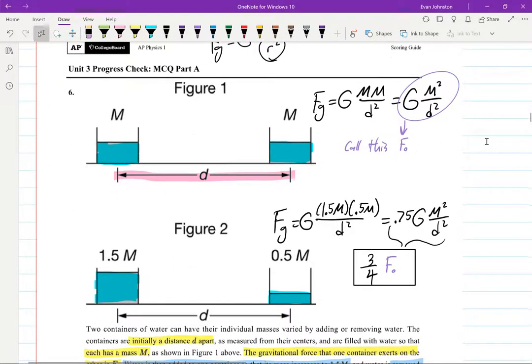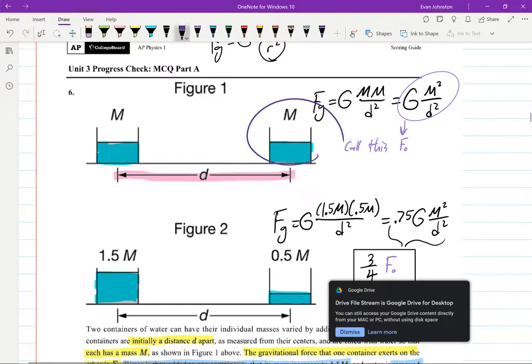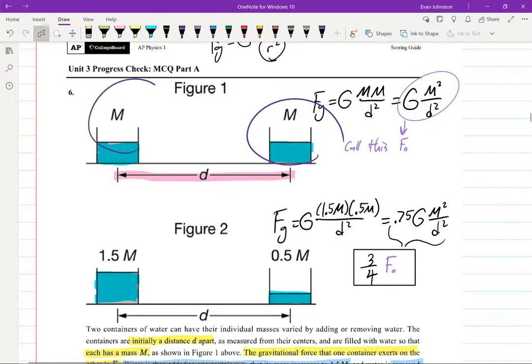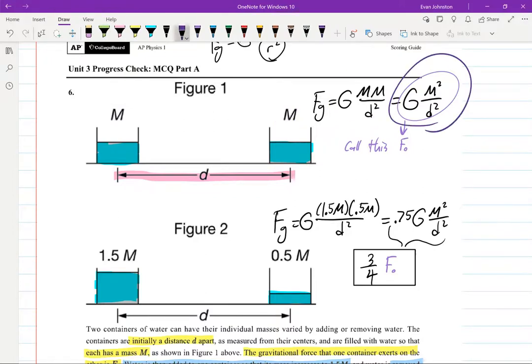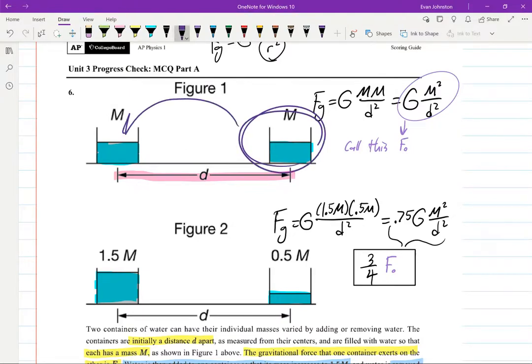2 buckets here. We go from having 2 buckets that have an equal number of mass in them, and there's some distance d apart. And so if we know at least a symbol for mass 1 and mass 2, we can plug right into Newton's universal law of gravity, and then I just simplified it. And we're going to say that this whole thing is the initial force, what it is in the beginning. Then what happens is half of the water in this bucket gets poured into that bucket.